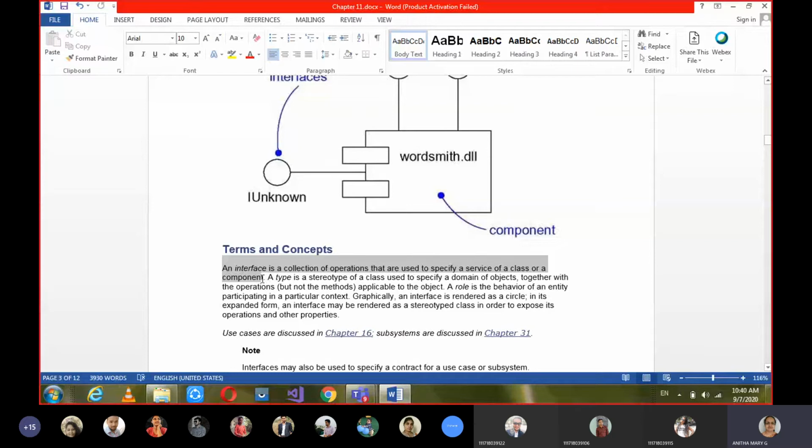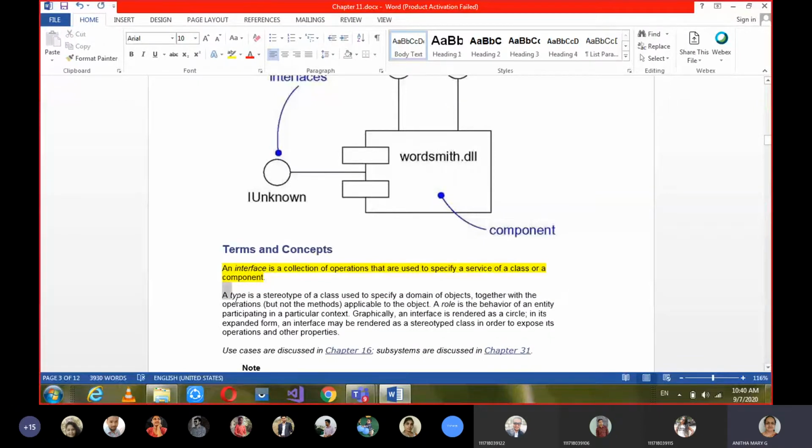So the interface is a collection of operations that specifies a service. You can just take the definition of this interface. Okay, and what is a type? Anyone? What is a type? Type of the object. So generally we say data types. So what are the details of that? It specifies the stereotype of a class used to specify the domain of the objects together with the operations applicable to that object. Okay, so that is about the type.